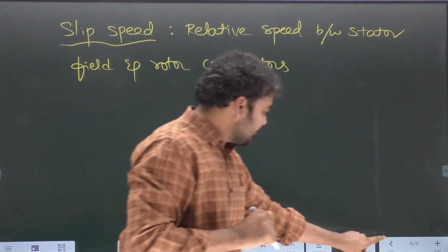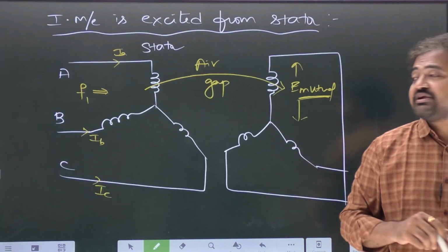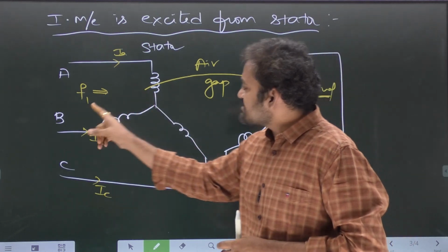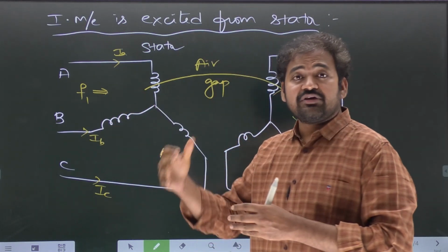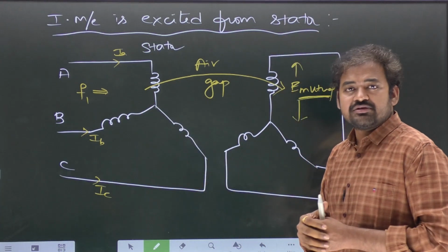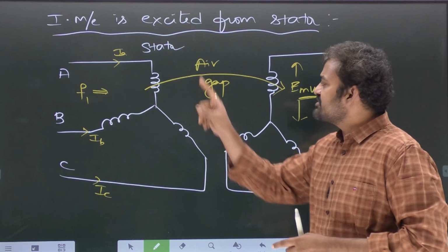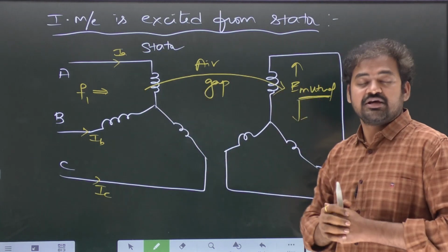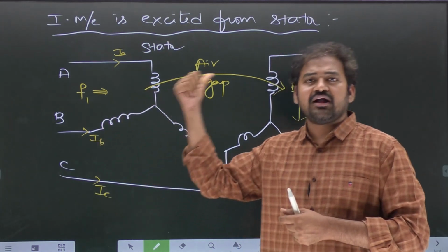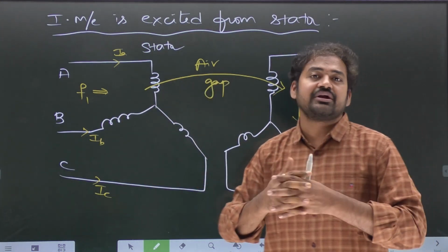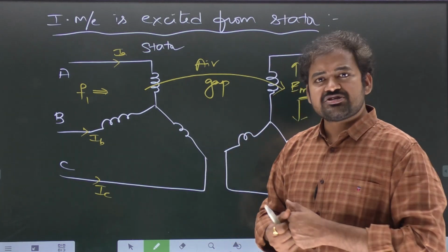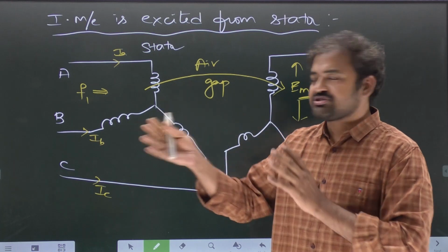And the most important thing, this is the observation when we are exciting the machine from which side? Stator side. So we are exciting the stator winding. The stator winding will create the flux first, that will cross the air gap and link the rotor winding. So mutual induction is taking place between the stator field and rotor conductors. Therefore, slip speed is the relative speed between the stator field and rotor conductors, between which the mutual induction is taking place.